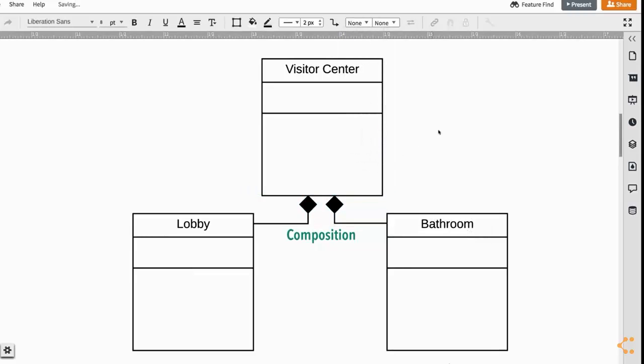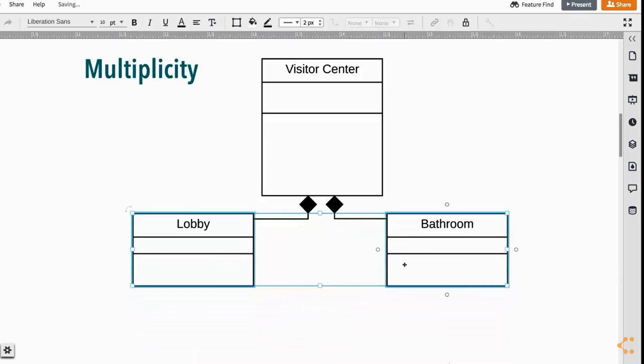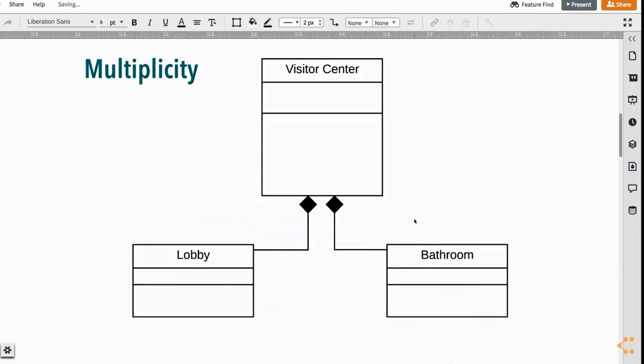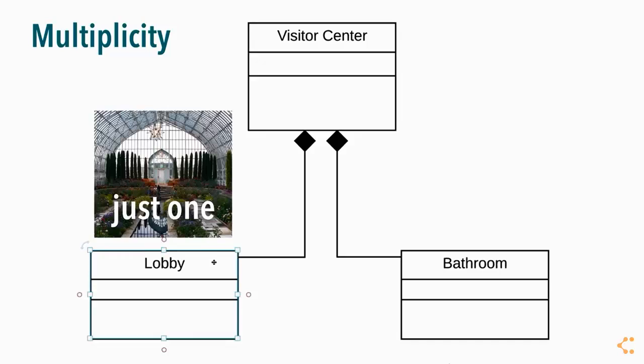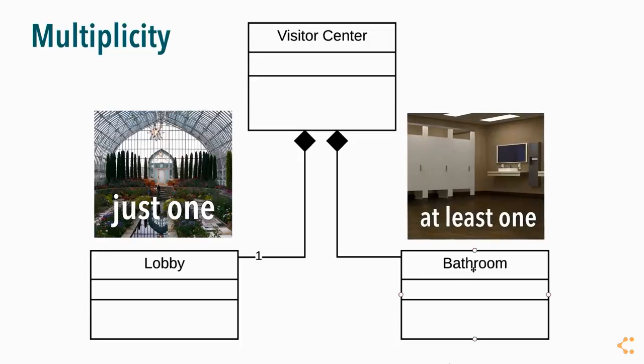Another important concept when talking about relationships in UML class diagrams is multiplicity. Multiplicity allows you to set numerical constraints on your relationships. For example, let's say we want to specify that our visitor centers are going to have just one lobby. We simply write the number 1 here, meaning that there can be one and only one lobby per visitor center. But for bathrooms, maybe we want to make it so that there's at least one bathroom per visitor center, but leave the option to have as many as you like. We'd use this notation to denote one or many bathrooms.